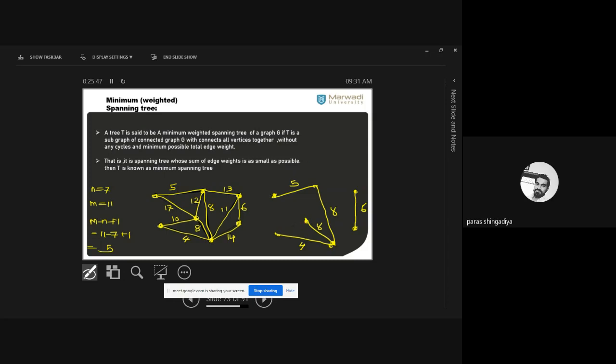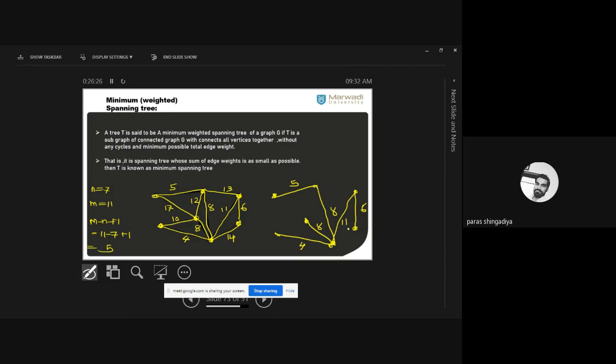Now after 10, the minimum is 11. If we connect this edge whose weight is 11, still the graph has no cycle. You can see it. There is no cycle between any two vertices. Now after 11 comes 12. If you consider the 12 here, it is between these two vertices. So if you connect it here, it creates one triangle and that creates a cycle. So I cannot consider 12.